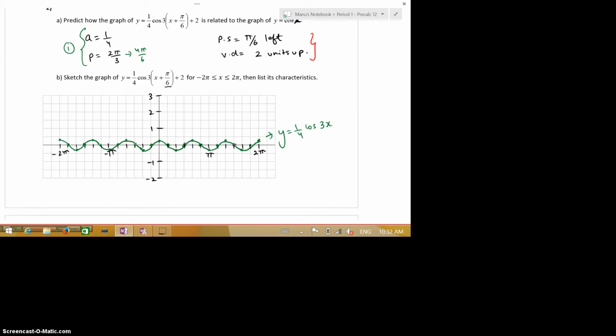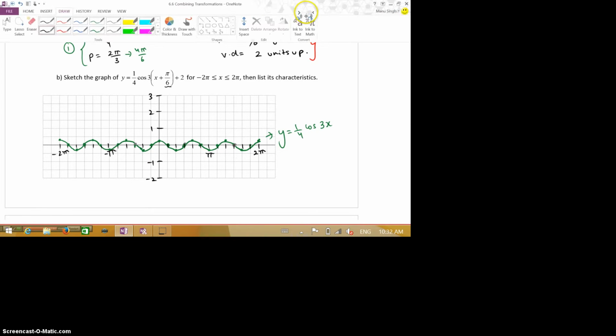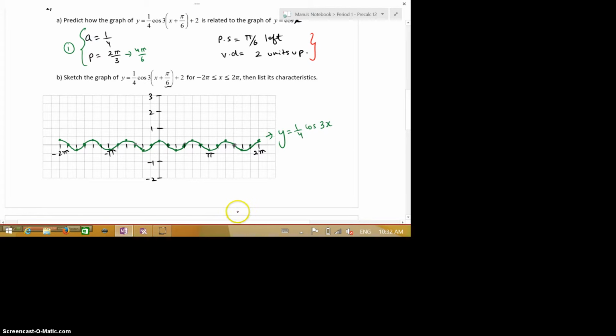Are we okay with making that adjustment? We're just switching the maximums from one box to half a box. Right, minimums from -1 box to half a box, everything else stays the same. So this is the graph of y equals 1/4 cosine of 3x. We need to move it pi over 6 to the left and 2 units up. Now we can start with some of the points. Take each point pi over 6 to the left, so one box to the left, and then 2 units up.